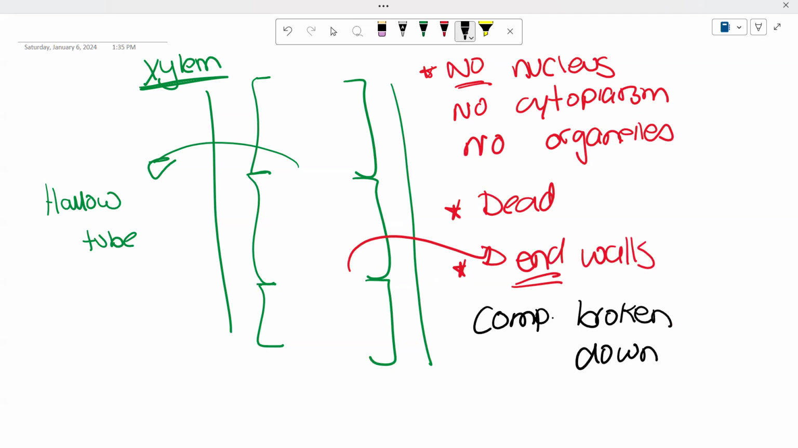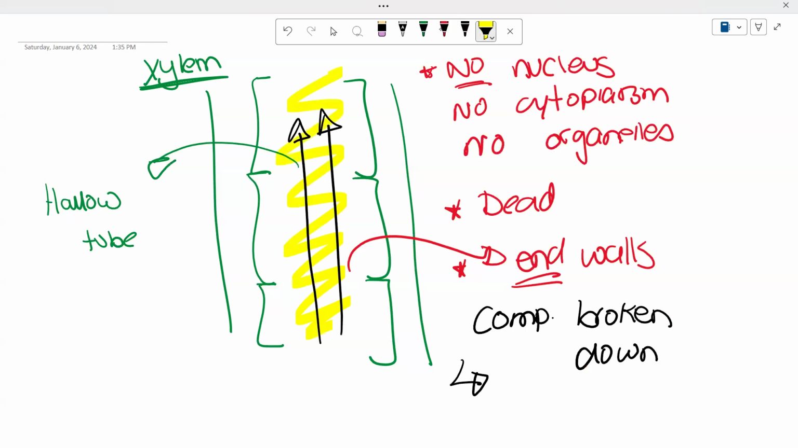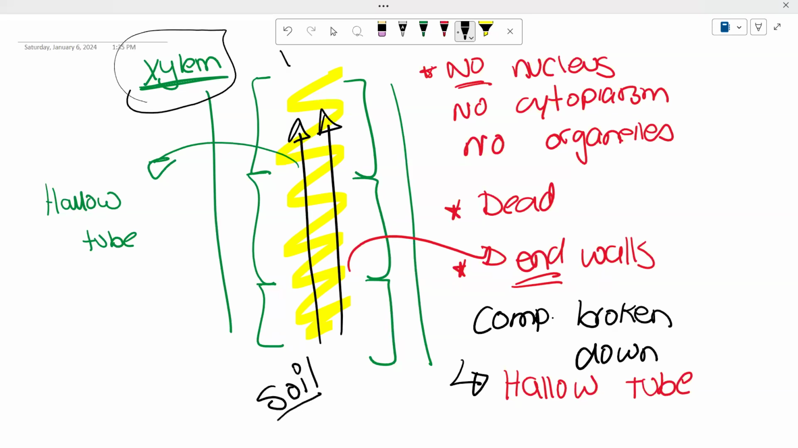Now, why are the end walls completely broken down? Because what do I want to create? A hollow tube. Very good. I want this keyword. I want to create a hollow tube that will carry water, and this water will move smoothly without any obstruction. And this water always moves in one direction only. This is also important to know, that the water in the xylem moves only in one direction, from down to up, from the soil to the leaves.